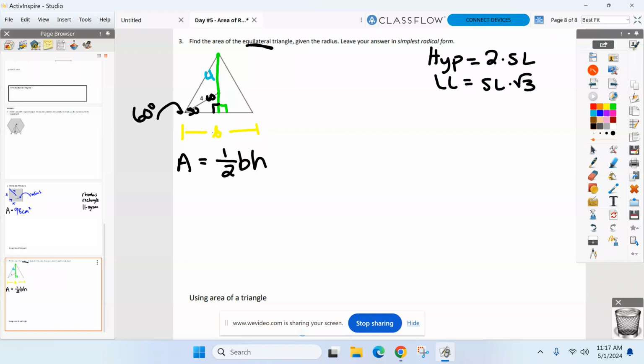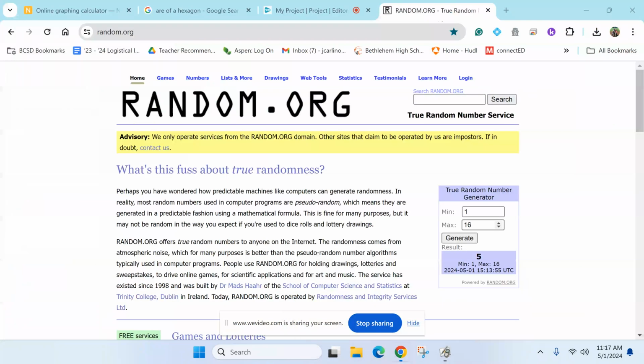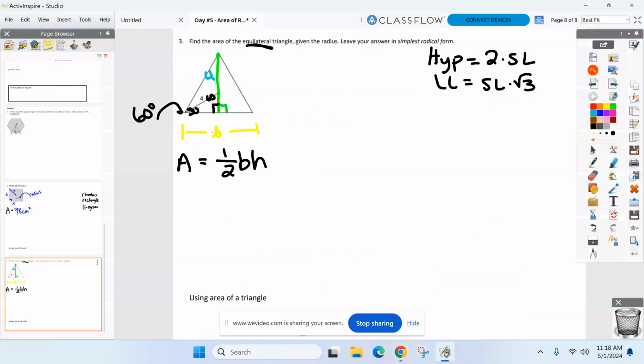If my hypotenuse is 4, what is the shorter leg then? If the hypotenuse is 4, what is my shorter leg? Amy? No? I thought I was pretty confident then. Josh, what's the side across from the 30? 2. Everyone agrees? Half of 4.